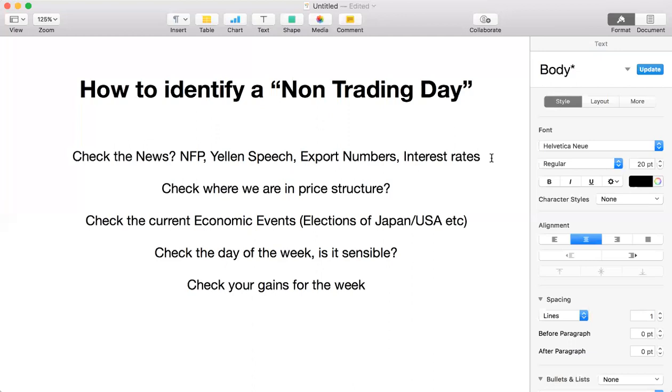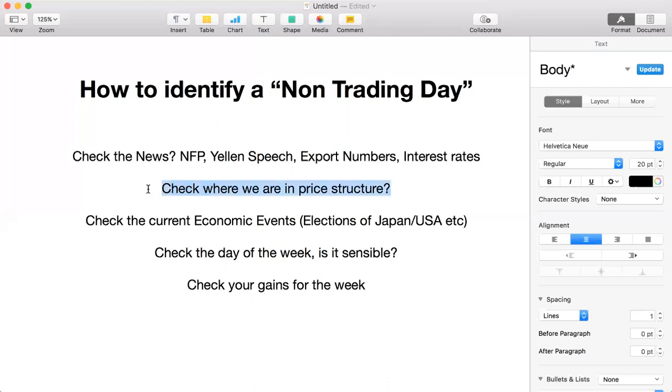Second thing to be looking at, check where we are in price structure. Are we in the middle of a price range? Are we consolidating? Are we at resistance? Are we at a key high level support? Perhaps we're at daily support, daily resistance. Check what is currently happening in price.